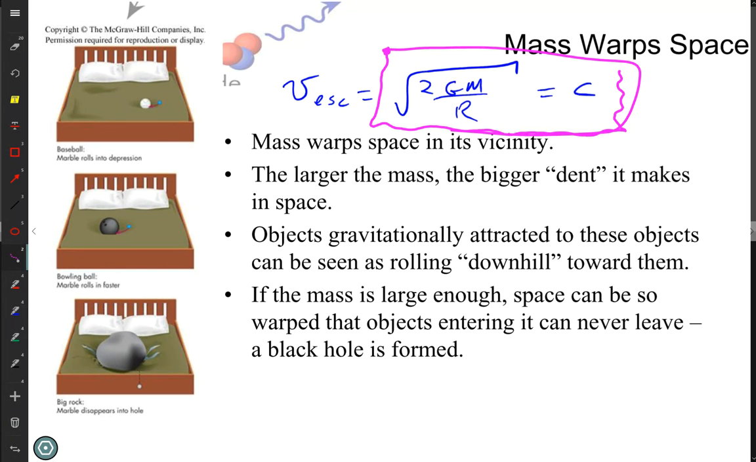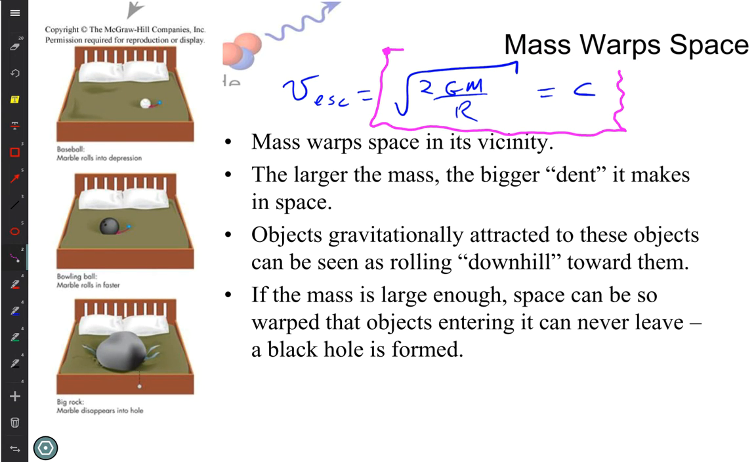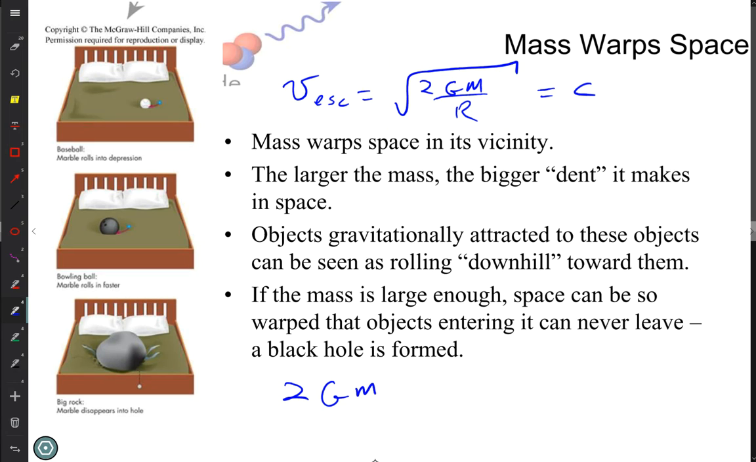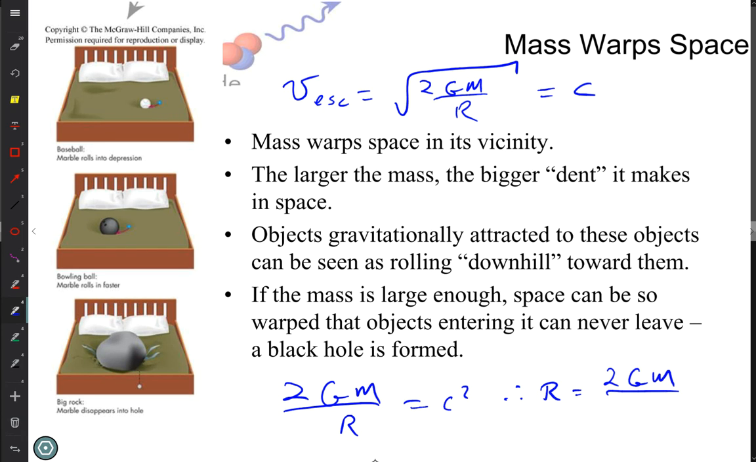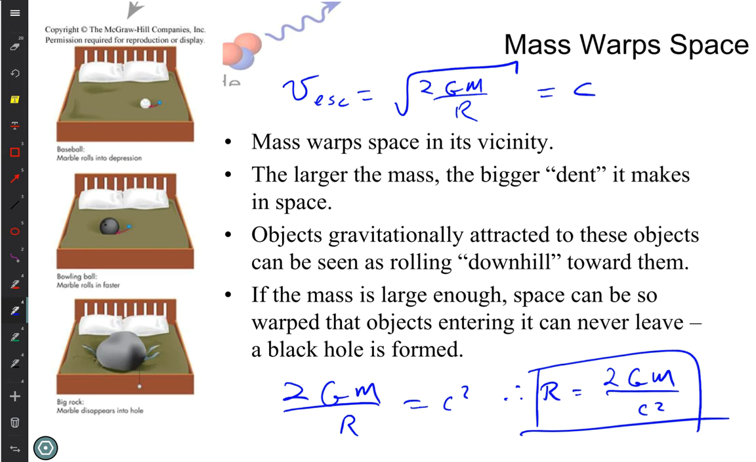Okay. The first step is going to be to square both sides to get rid of the square root. So if I square both sides, I'm going to have 2GM over r is equal to c squared. There's only one step left. Solve that for r by multiplying both sides by r and dividing both sides by c squared. And there's the equation for the radius of a black hole.